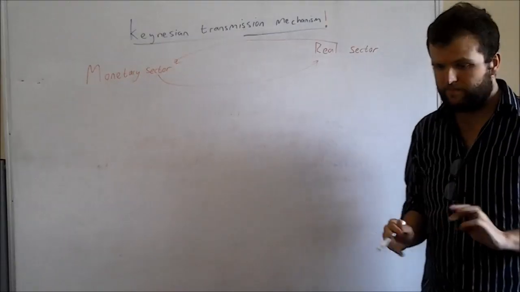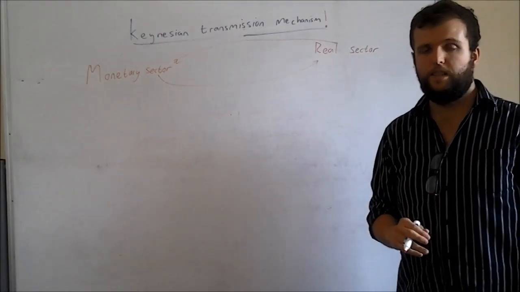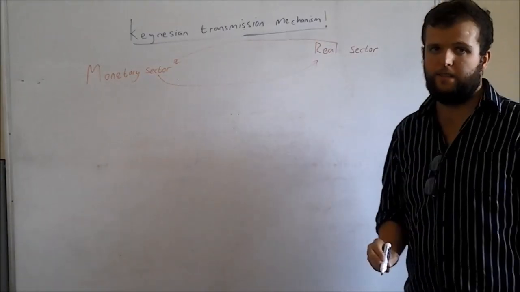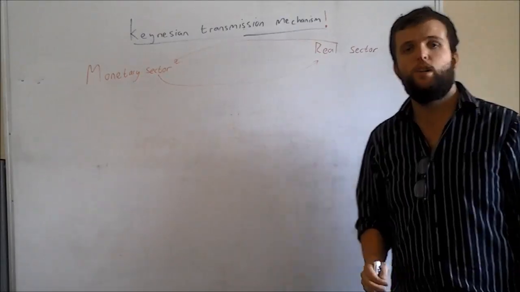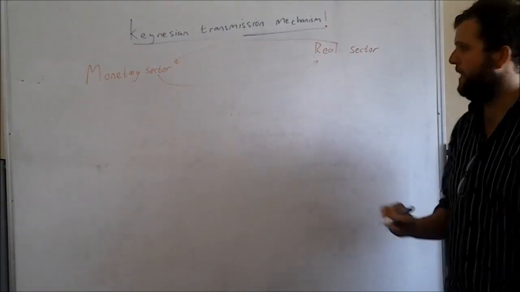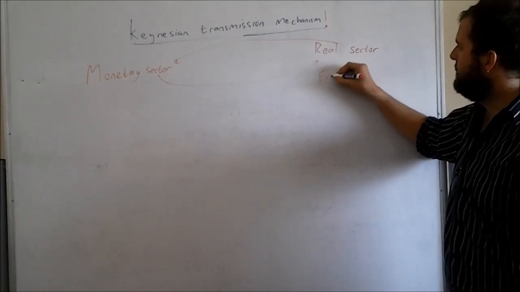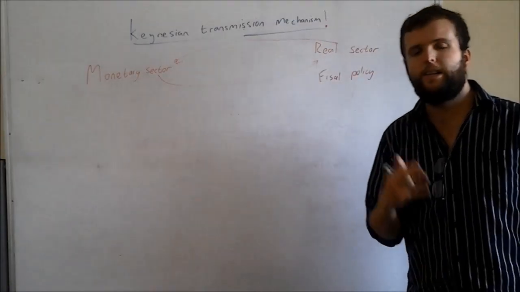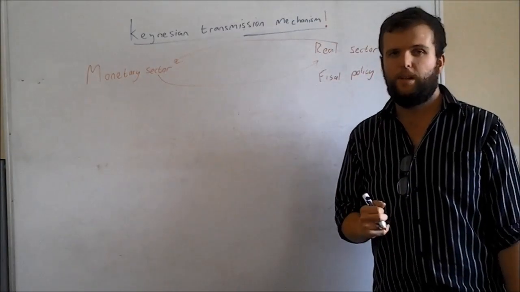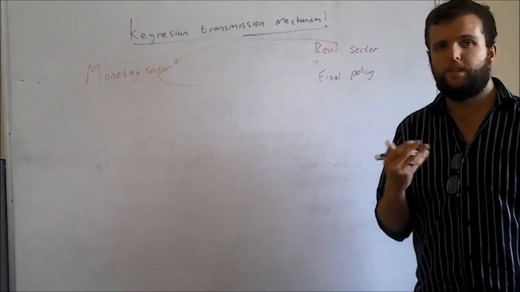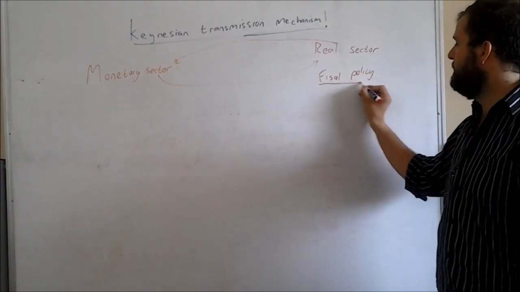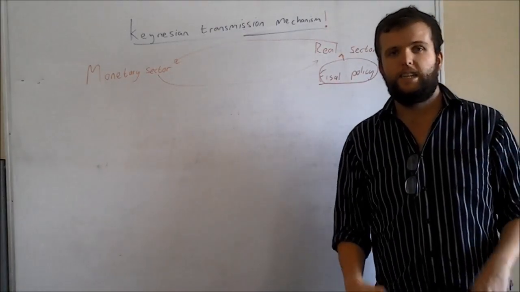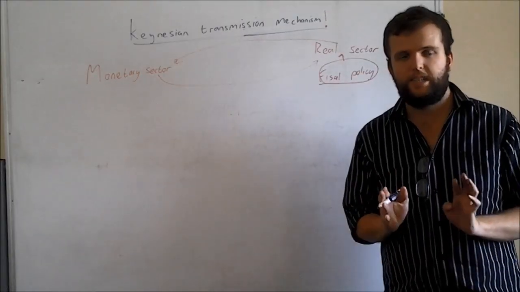Before I start with the three-line graph, let me first explain what is under the real sector and what is under the monetary sector. So who controls the real sector? The real sector is controlled, or rather directed or influenced, by fiscal policy, which is the government's policy. So the government is in charge of influencing the real sector and directing it in the way that's best for the entire economy.